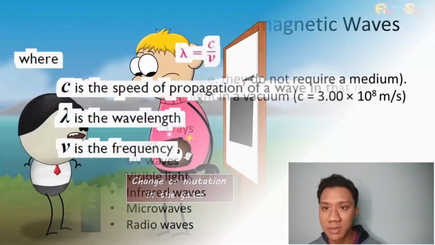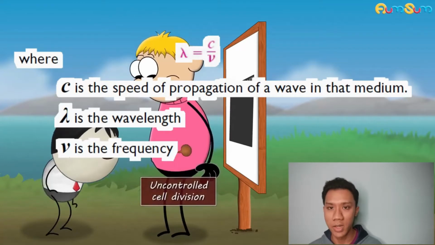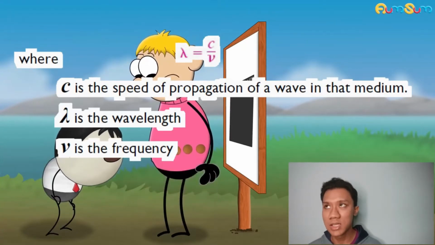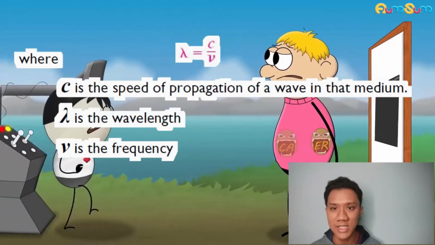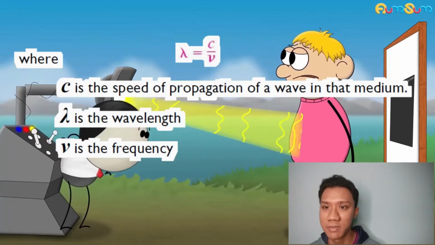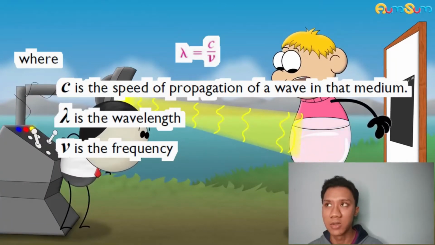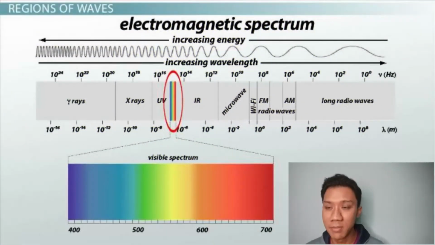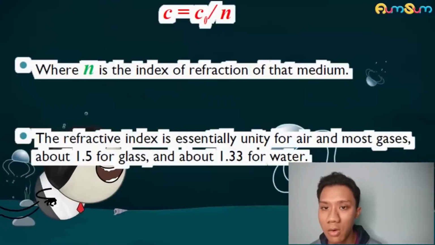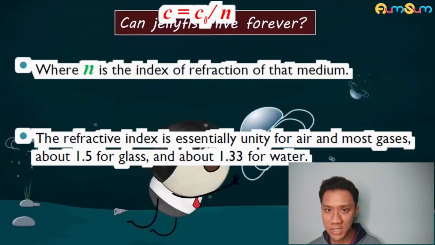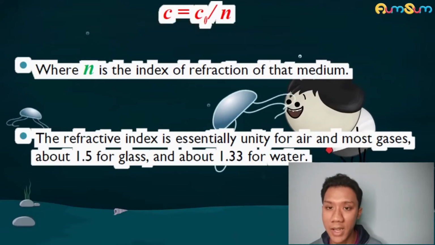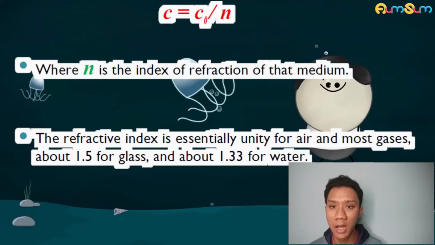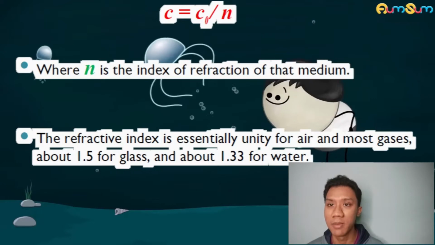These two properties in a medium are related by lambda equal to c over v, where c is the speed of propagation of a wave in the medium, lambda is the wavelength, and v is the frequency. The speed of propagation in a medium is related to the speed of light in a vacuum by c equal to c naught over n, where c naught is the speed of light and n is the index of refraction of that medium.